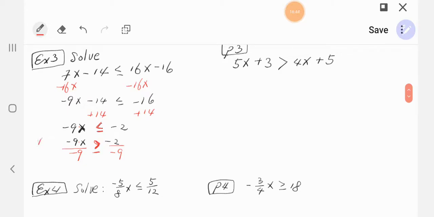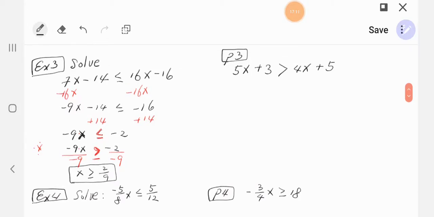This is a really important part. Reverse, because we are dividing the inequality by a negative number. Dividing or multiplying by a negative, reverse the symbol. So finally, this gives x is greater than or equal to 2 over 9. So this is the solution. Okay, can you see it?